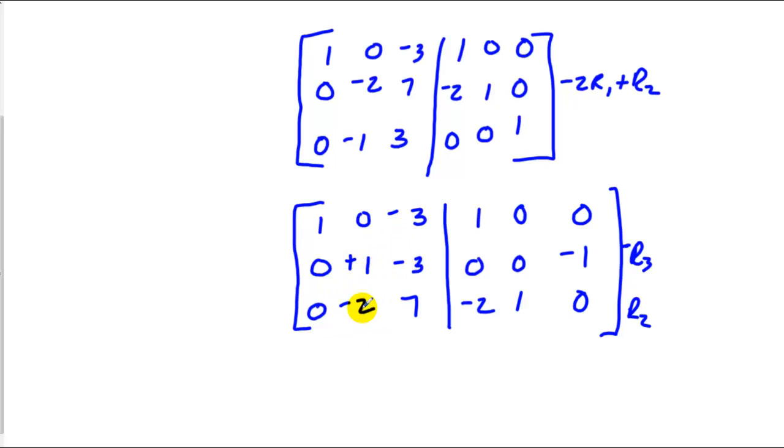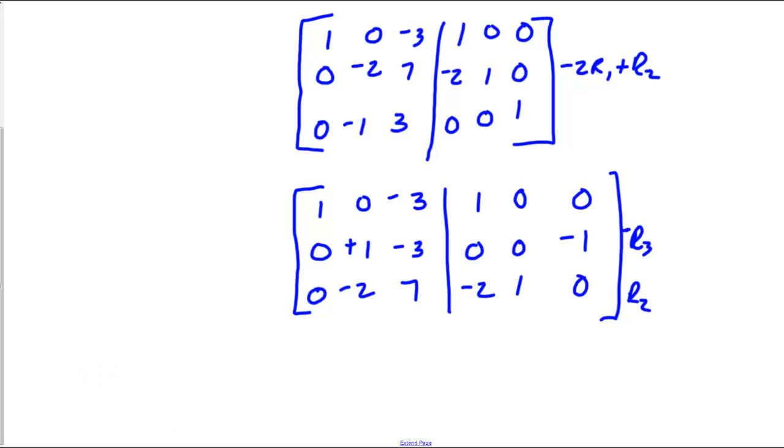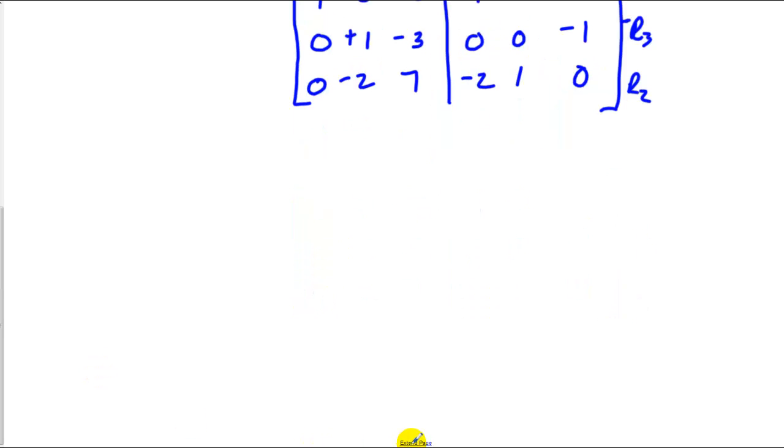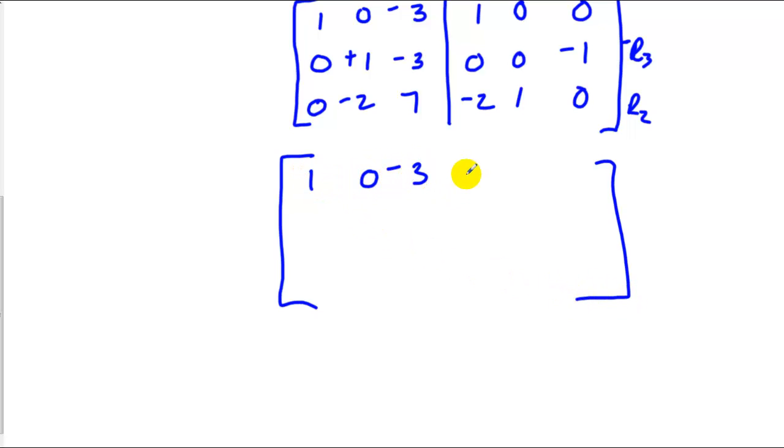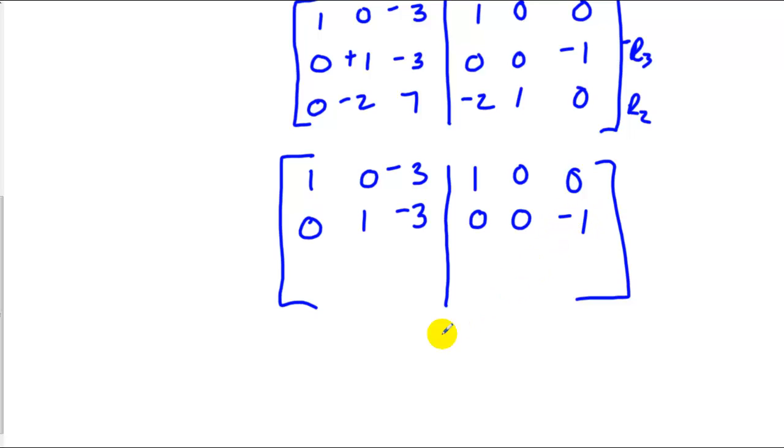So the next thing I have to do, I notice I have a positive 1 here now. I'm going to need a 0 down in this next row. So let's go ahead and do that. Give me a little more room on the page first. And we'll rewrite that top row. Get 1, 0, -3, 1, 0, and 0. Second row is also fine. 0, 1, -3, 0, 0, -1.